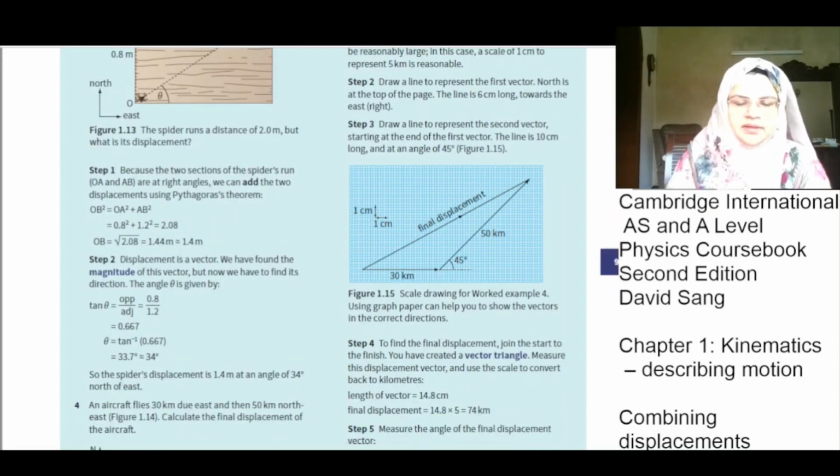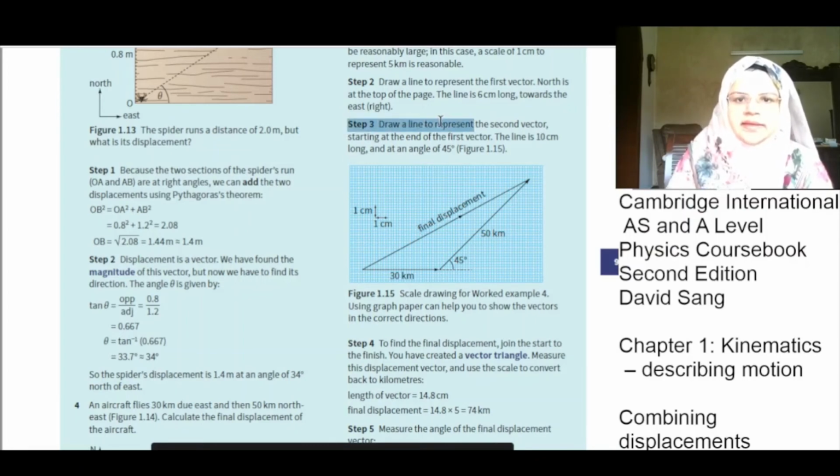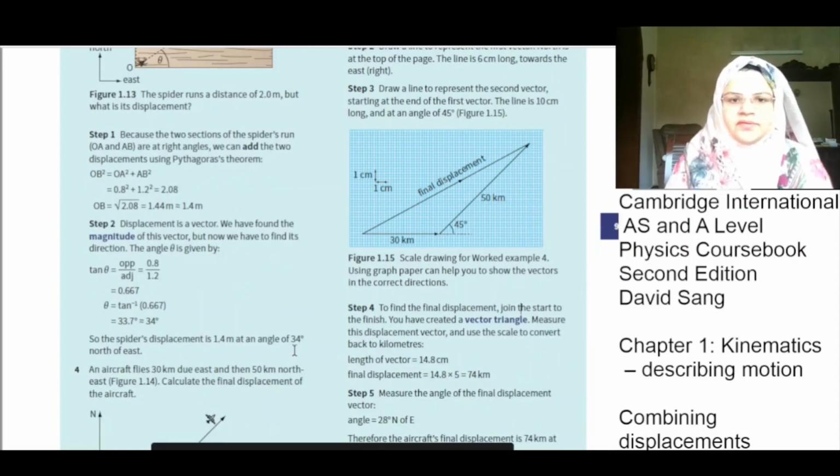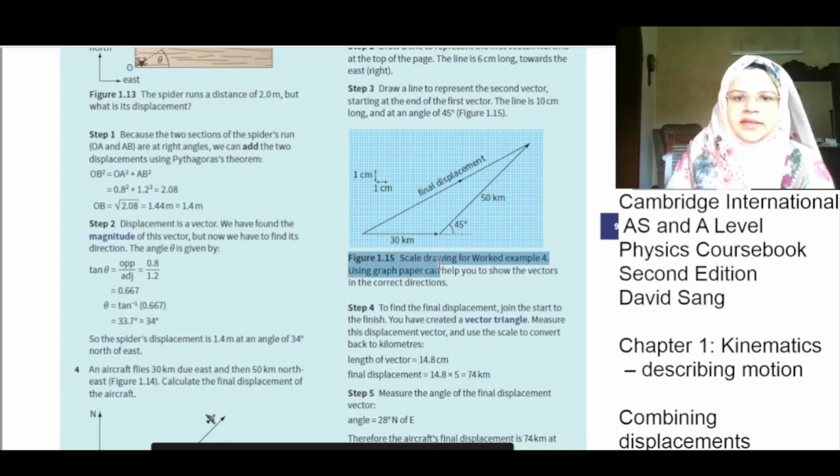Step 3. Draw the line to represent the second vector starting at the end of the first vector. The line is 10 centimeters long and at an angle of 45 degrees, figure 1.15. Figure 1.15, scale drawing for worked example 4. Using graph paper can help you to show the vectors in the correct directions.